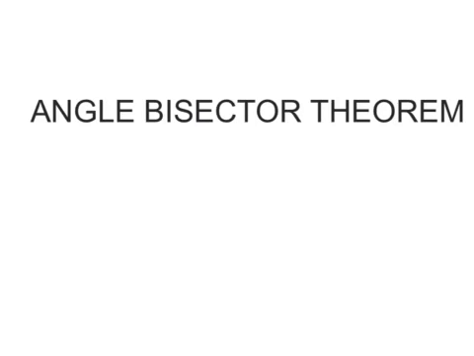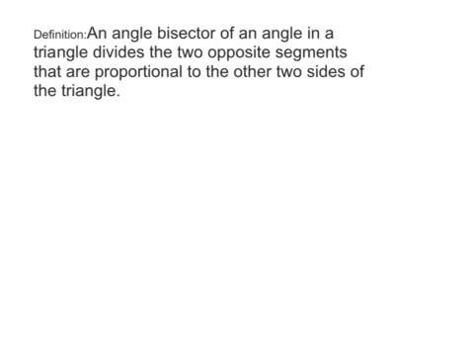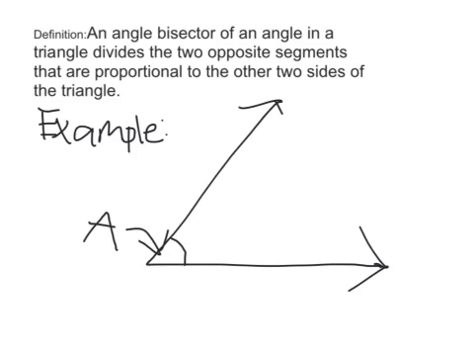In today's lesson, I will be talking about the angle bisector theorem. According to hotmath.com, the definition of the angle bisector is: an angle bisector of an angle in a triangle divides the two opposite segments that are proportional to the other two sides of the triangle. To help you understand this, here's an example of how an angle is bisected. In this example, angle A is bisected by the line going straight through the angle, forming two congruent angles.